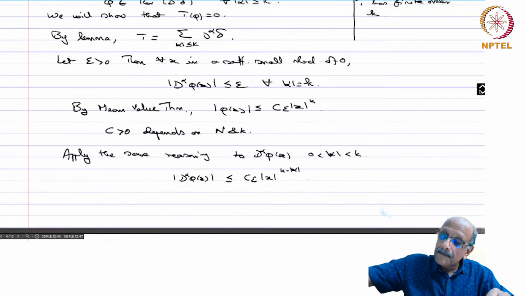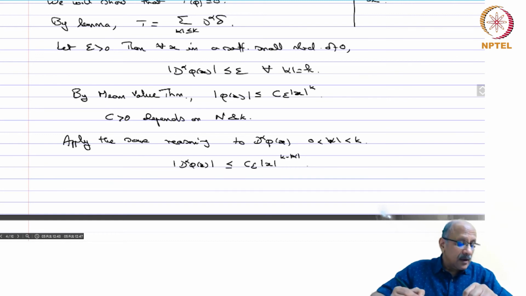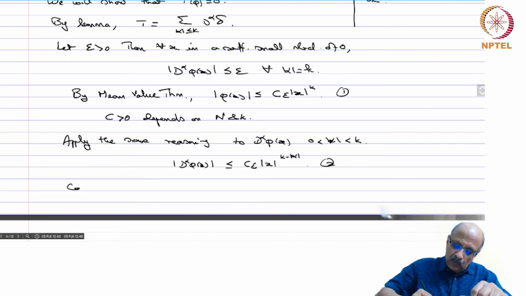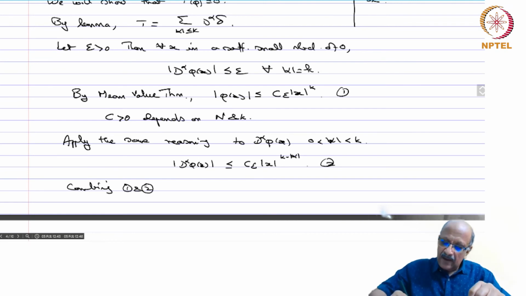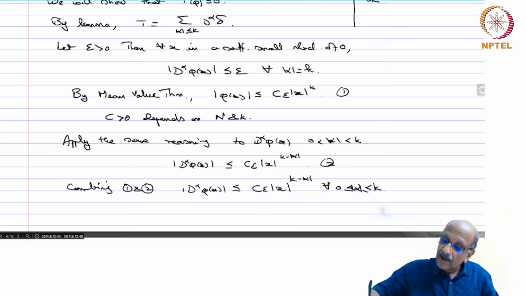Therefore, combining these two, call this 1 and call this 2, combining 1 and 2, we have that mod D^alpha phi of x is less than or equal to some C epsilon mod x to the k minus mod alpha, for all mod alpha strictly less than k.